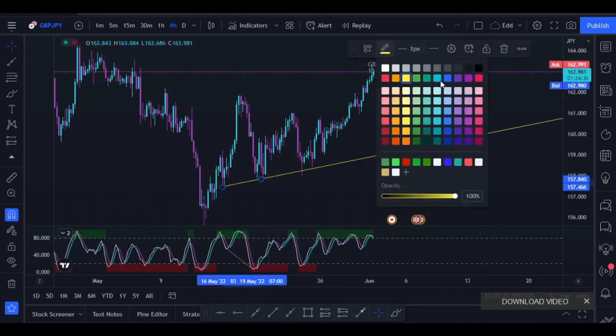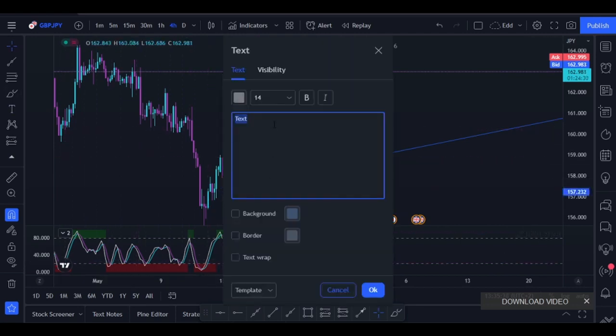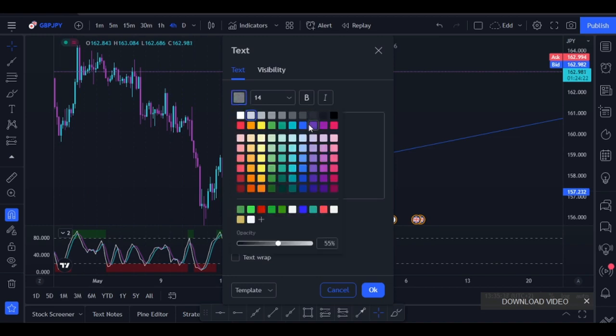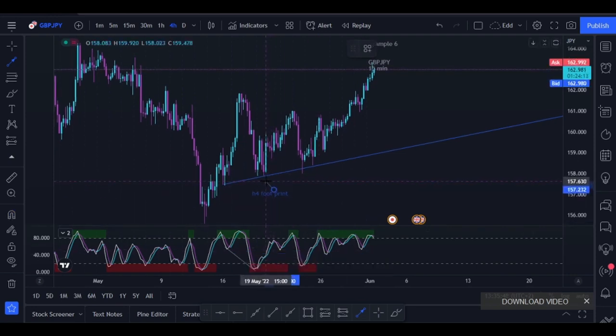Let's make this blue because it's on the higher time frame, the H4 time frame. I like to use different colors for different time frames so I do not get confused. This is the H4 footprint. Let's make this blue there. Then let's draw a line here.